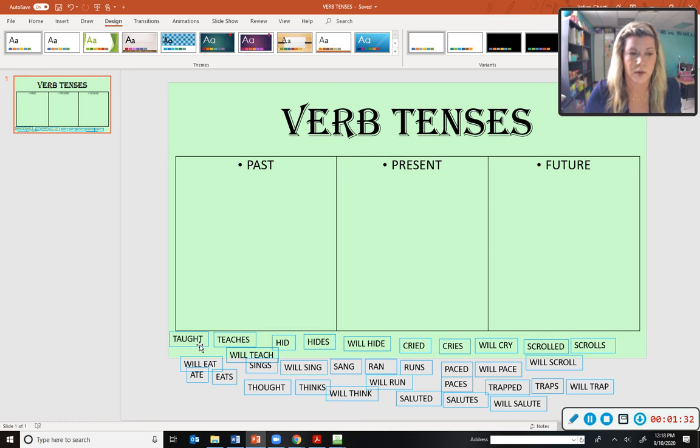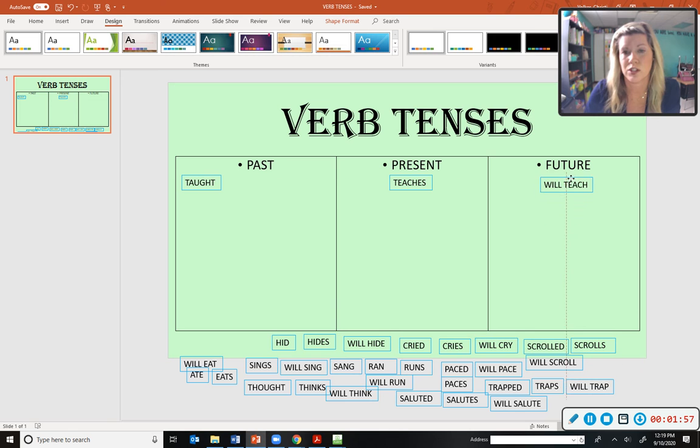So let's start with the word taught. Taught is going to be past tense for teach. So if I teach and I did it in the past, taught would be the word that we would use. Present tense would be teaches. Future tense, we're going to say will teach. She will teach in the future.